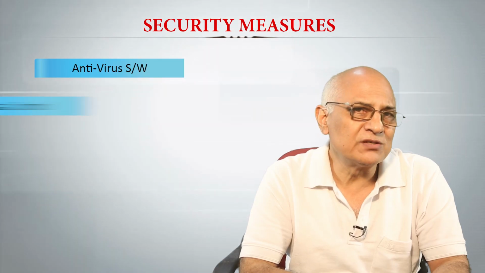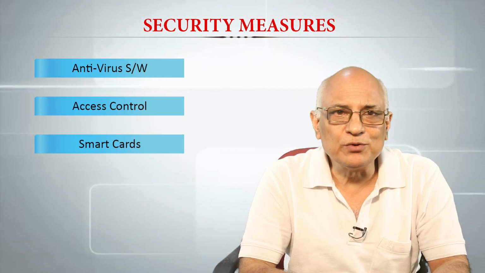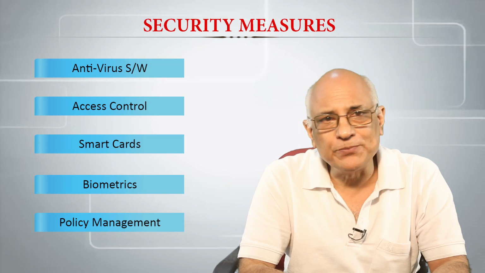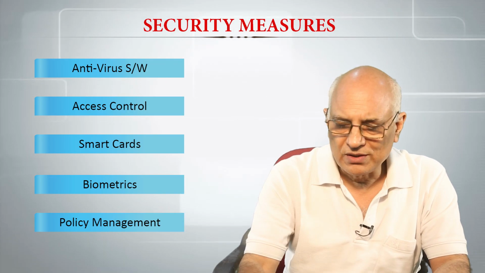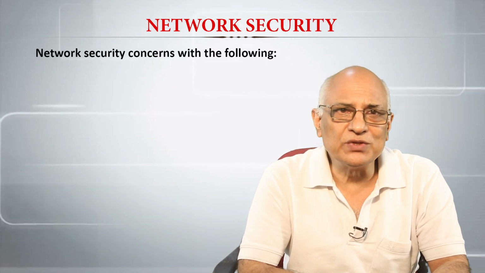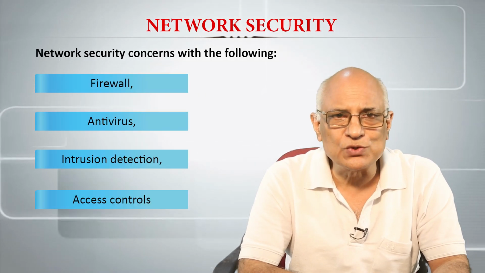And these are the security measures to be taken. Some more can be added to what we have discussed today. Antivirus software you have, access control defines who is allowed to do what, smart cards can be used, biometrics we have discussed in some detail, and policy management. IT policy also has to be framed according to the requirement. So all these issues are what network security is concerned with: firewall, antivirus, intrusion detection, access control, data encryption.